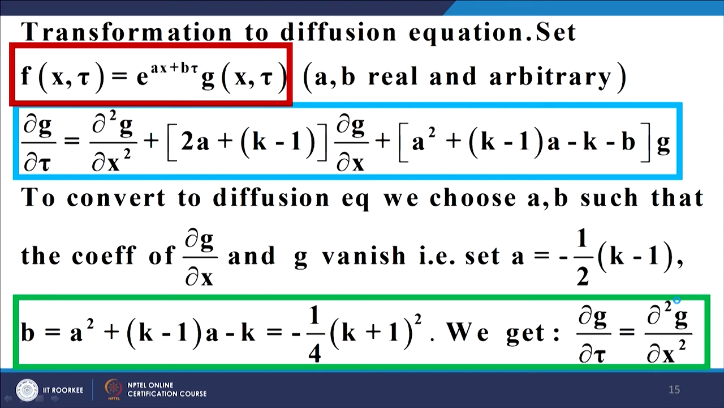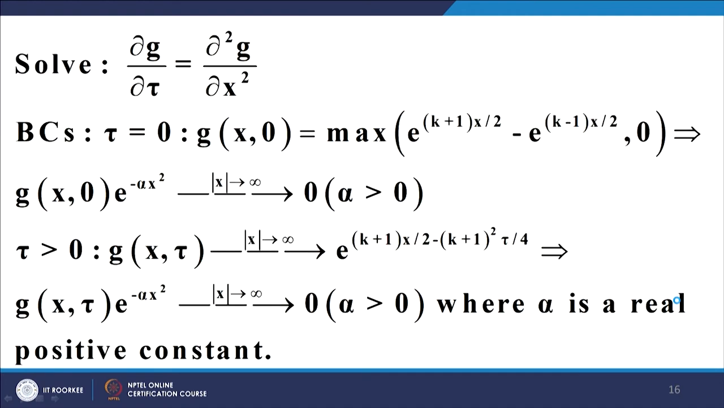And if we do that, we are able to convert this equation into a diffusion equation for g, because the drift term and the term containing only g both vanish, and what we are left with is a first order term in tau and a second order term in x, which is given at the right hand corner of the green box in the slide. So, the boundary conditions take the form given in the slide. Now, we need to solve the diffusion equation given here subject to these boundary conditions.